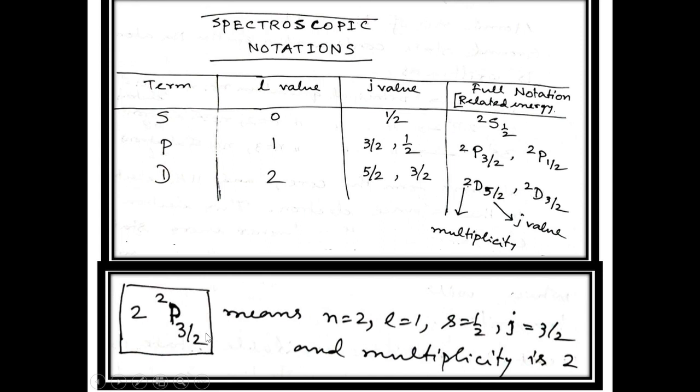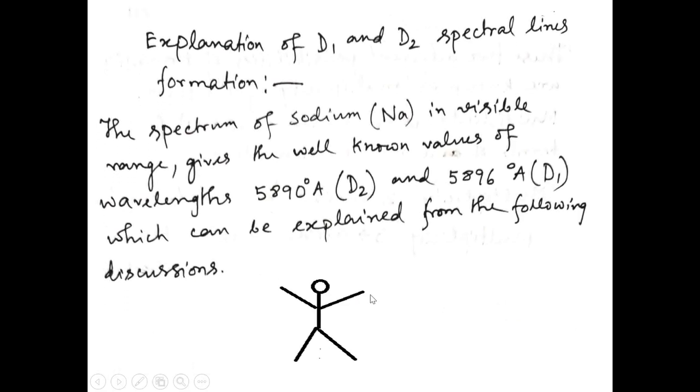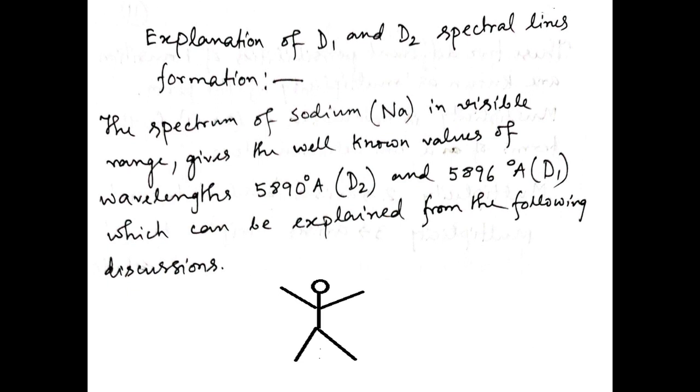Now, what is the meaning of D1 and D2? There are two distinct wavelengths. One is D1, 5896, another is D2, 5890 in angstrom order, in case of sodium, when the spectrum is seen in the visible range. How they are formed and how the spectroscopic notations are there, let us discuss.